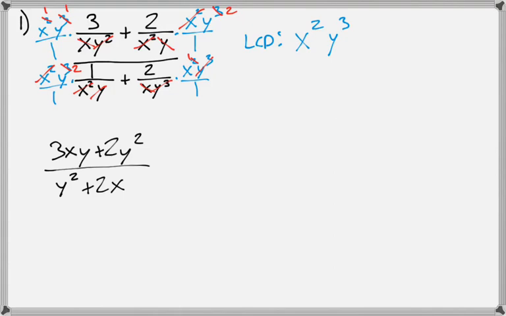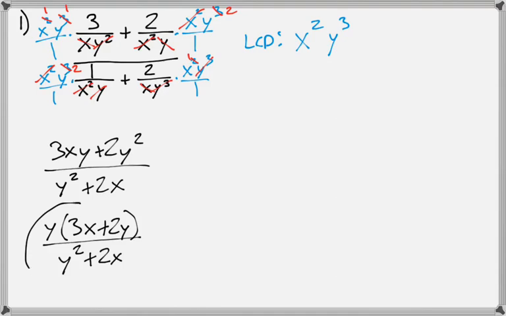Okay, so then we should try to simplify this if possible. With the top, I can factor out a y. The bottom, I can't factor anything really. So that would be our answer.